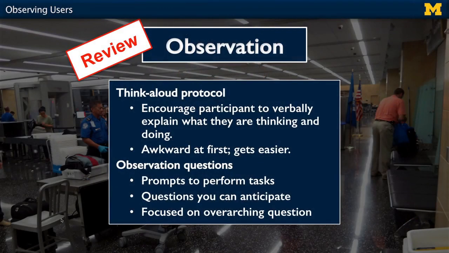In previous videos, we looked at how observation is part of the interview process for user needs assessment. In particular, in the interview protocol, we talked about what kinds of questions and tasks you should pose in the observation itself. Particularly, we talked about the Think Aloud protocol, where you ask the participant to talk about what they're actually doing and thinking as they go through a task. And we also talked about the different kinds of observation questions that you'll want to ask.